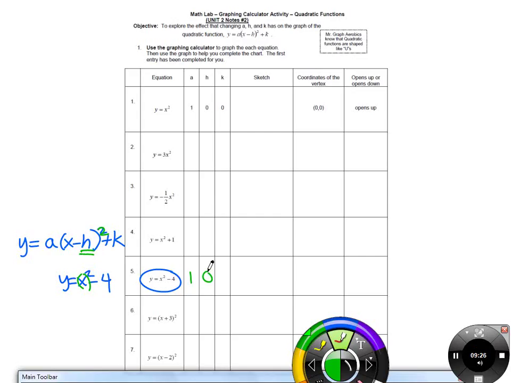The K value is what's being added after the perfect square is done. So here our perfect square is done. This is after that. So what's the K value in this problem? -4. So there's my A, H, and K.